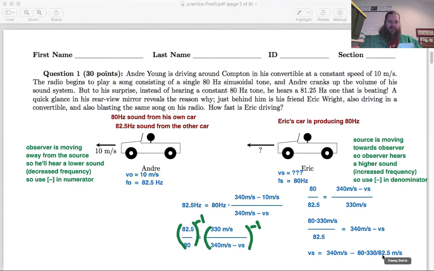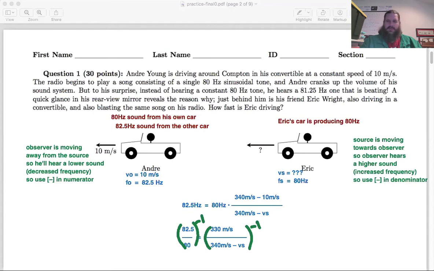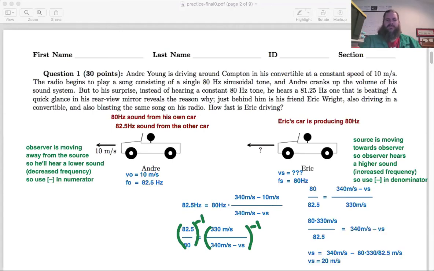Let's see what that is. 340 minus 80 times 330 over 82.5. I'm getting about 20, or actually exactly 20. So VS is 20 meters per second. So that's the speed that Eric's car has to be going to make this happen.